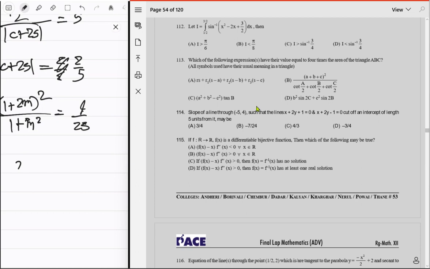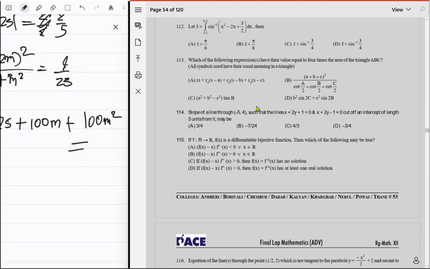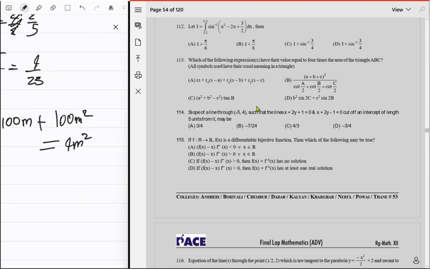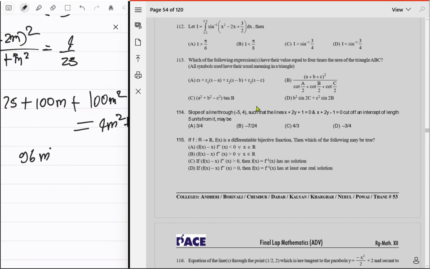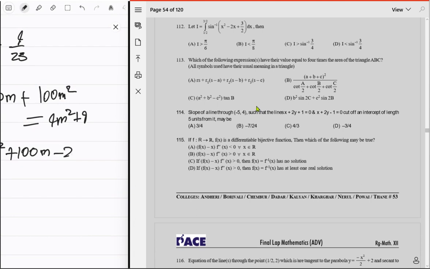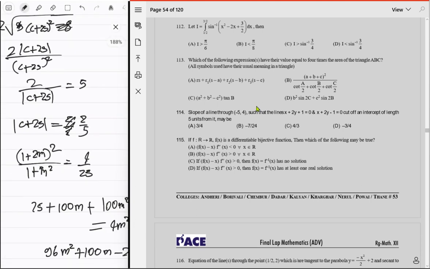So what do you get? You get 24. So 25 plus 100 m plus 100 m squared is equal to 4m squared plus 4. That is, 96 m squared plus 100 m minus 20. Okay, I mean that's the thing pretty much. Square of that or something. Yeah.